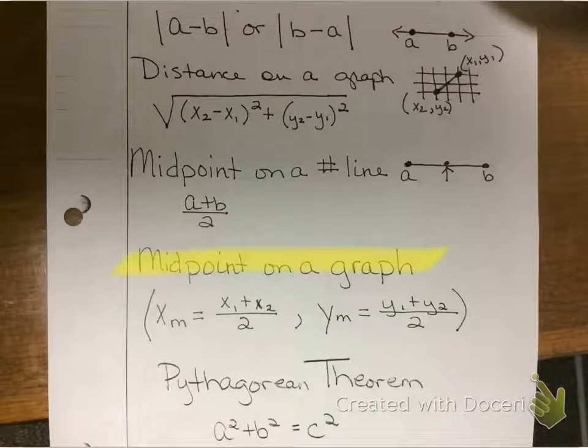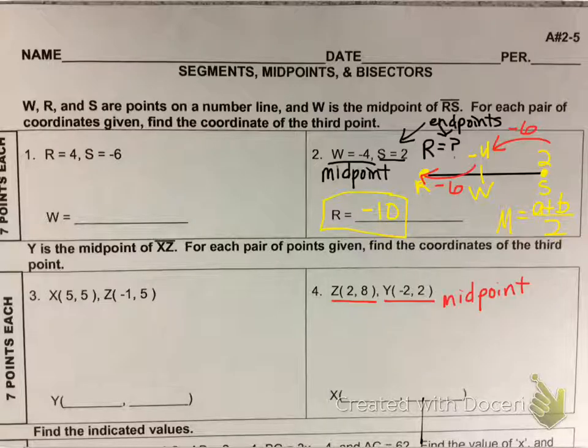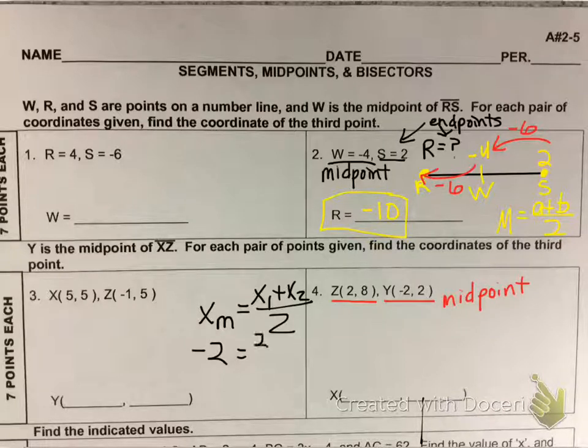We simply just take the midpoint of the x's and the midpoint of the y's. Do it the same way. So let's do the midpoint of the x's. If you're going to do it that route, x sub m, the midpoint of x, is equal to the 2 x's added together, divided by 2. And you could plug in what you know. We know again that Y is the midpoint. So -2 is equal to x1, 2, plus whatever our x2 is, over 2.